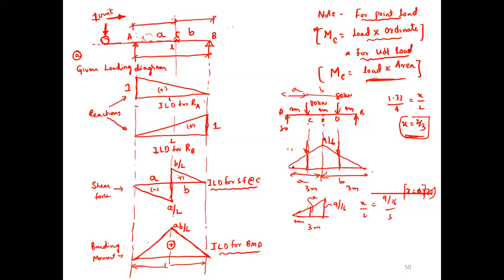But majorly they won't ask like this. They will generally give some load. They will give here 30 kilonewton or 40 kilonewton. In that case, it is 30 into 9/16 plus 80 into this height 0.375 plus 80 into 0.375.